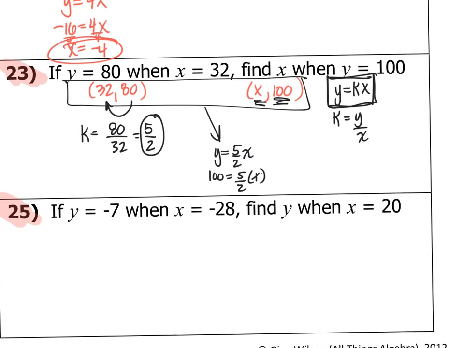So multiply both sides by 2/5. That's equal to 1x. If we multiply by 2/5, those will cancel, but I got to multiply that by 2/5 to get 200/5 is equal to x. x is equal to 20. Nope, not 20, 40. X is equal to 40.